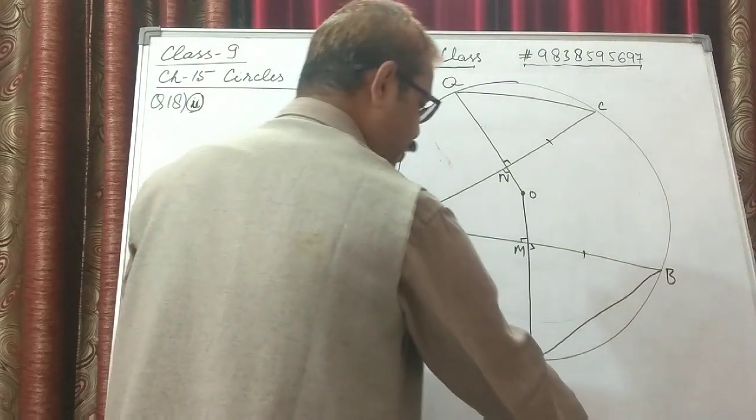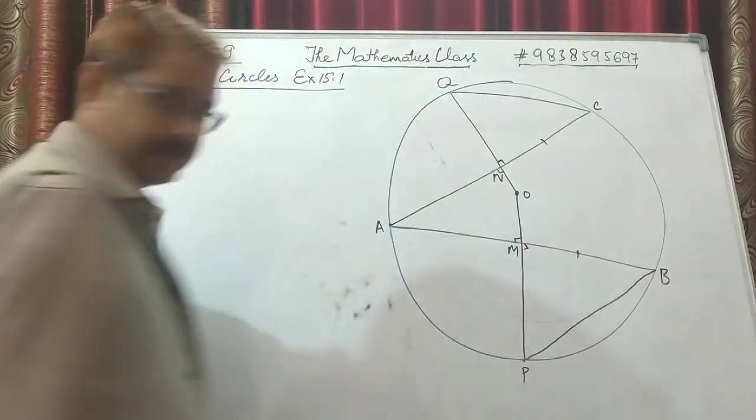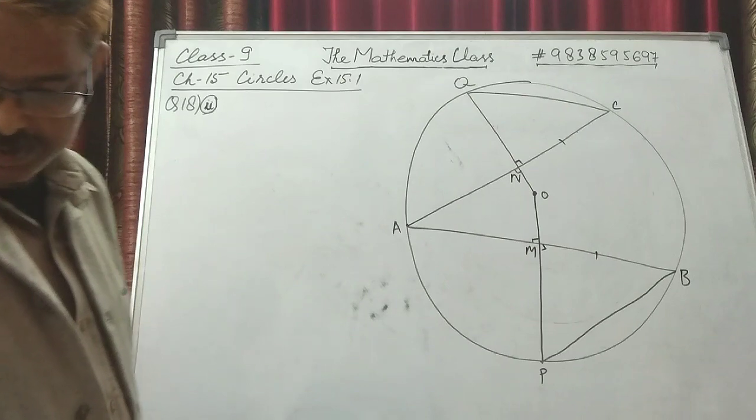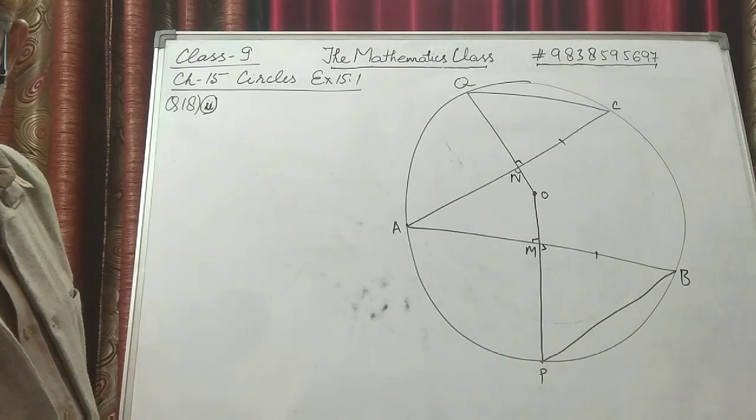Now the second part of question number 18 is again based on the figure. So I have drawn the figure. They say in the figure 2 given below, O is the center of the circle.